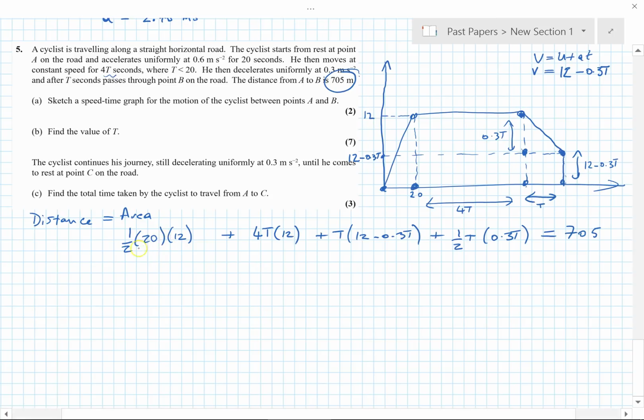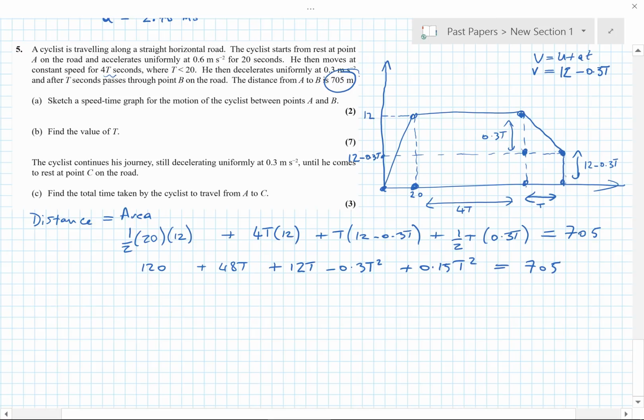Let's multiply all these terms out. This term here is equal to 120. This is equal to 48t. This here is equal to 12t minus 0.3t squared, and this here is equal to 0.15t squared, is equal to 705.